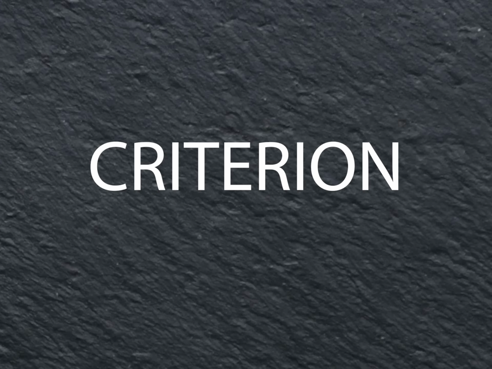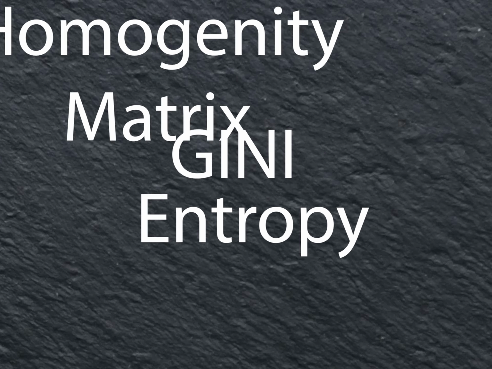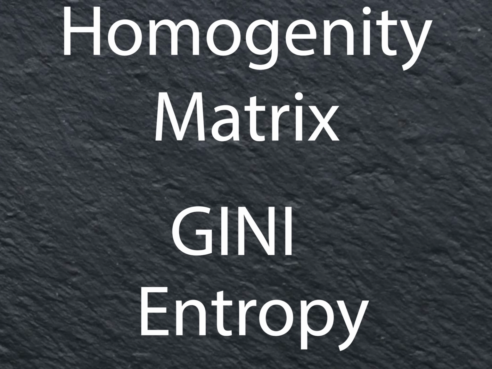So the first one is criterion. It can be Gini or it can be entropy. It defines the homogeneity metric to measure the quality of the split. sklearn supports Gini by default as the homogeneity criterion.